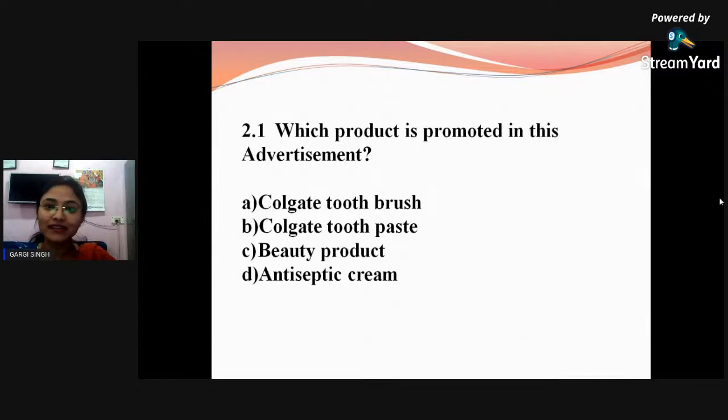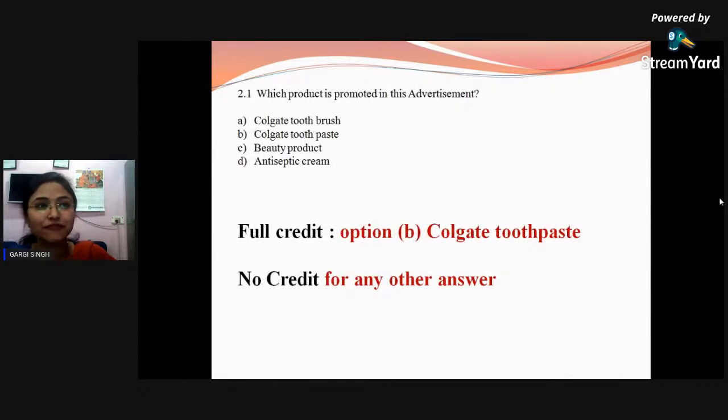It's option B. Let's see the correct answer. You will be getting full credit. All my students got full credit for this. This option B, Colgate toothpaste. So there's nobody who will not score in this. It's everyone getting option B. Very good. Now let's move to the next question.